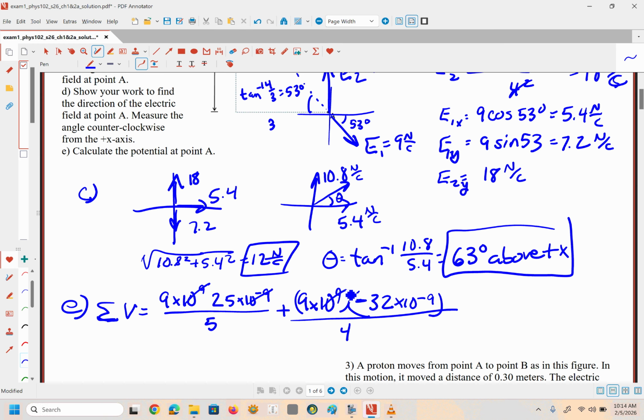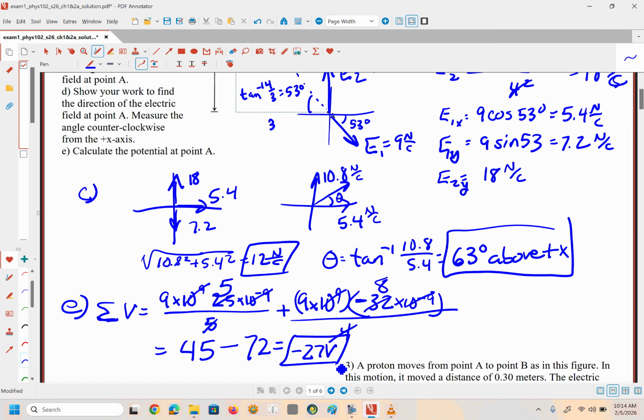Those go away. This cancels with one of those, and 9 times 5 is equal to 45, minus that goes into that, leaves an 8, minus 72. Is that 72? 9 times 8? Yeah, minus 72. And 45 minus 72 is minus 27 volts.